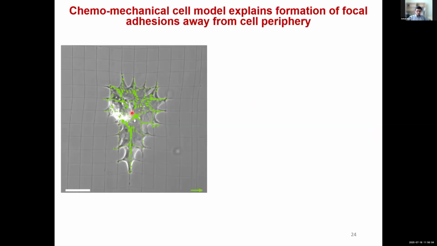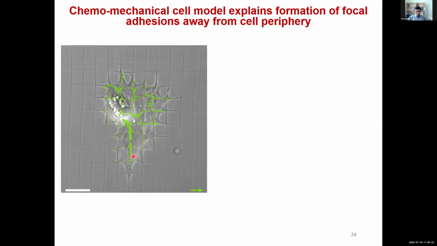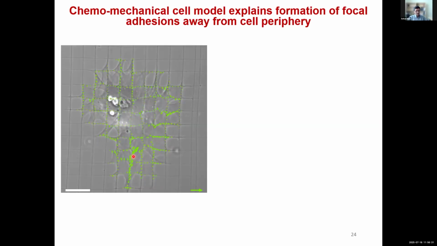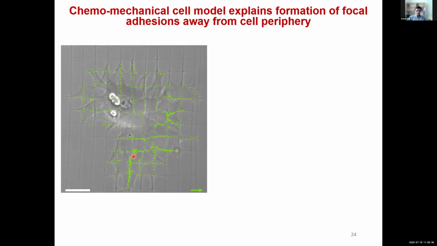What is interesting about these forces, if you notice, is that if this was a cell on a flat 2D substrate, we expect that the tractions are mostly centered at the periphery of the cell. But in all of our observations, we see that the forces are also inside the cell, which points to the fact that the cell is able to adhere through focal adhesions and apply forces not just at the periphery but also within the cell region.